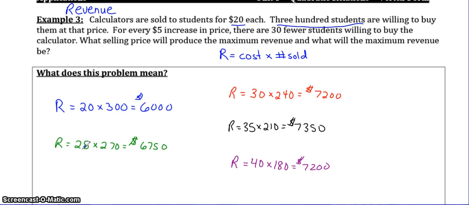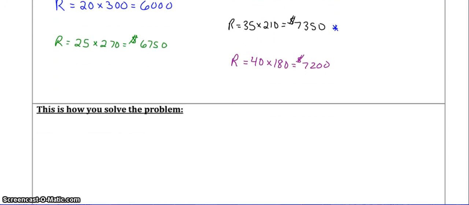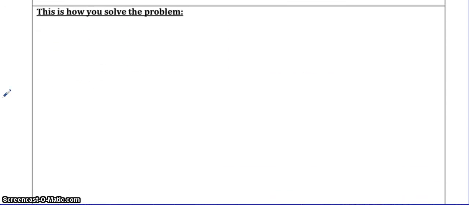higher. If we increase by $5 again to $30, we lose 30 more students, but our revenue still goes up. If we increase again to $35, we drop 30 more students, but our revenue is still increasing. If we increase another $5, we drop another 30 students, but now our revenue has gone down. So it looks like our maximum revenue is $7,350 if we sell the calculators at $35. But what we have to do is solve this problem algebraically using a quadratic relation.